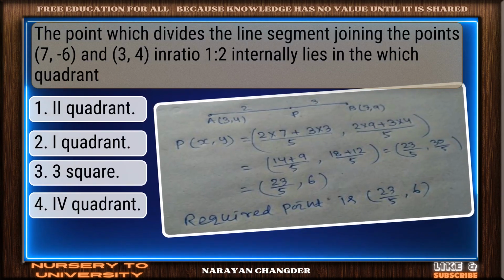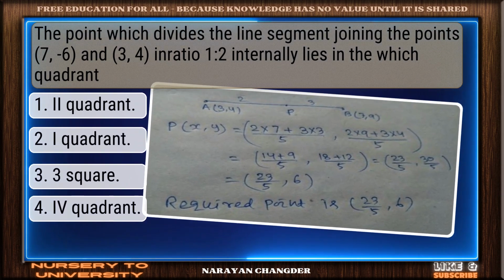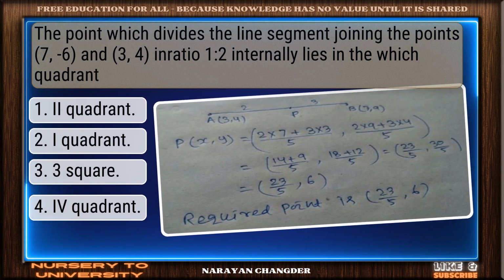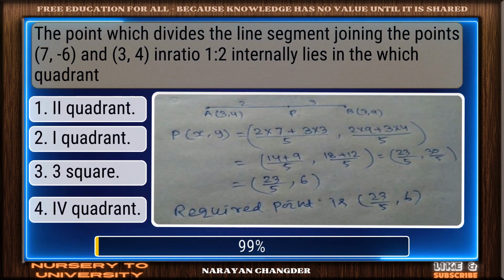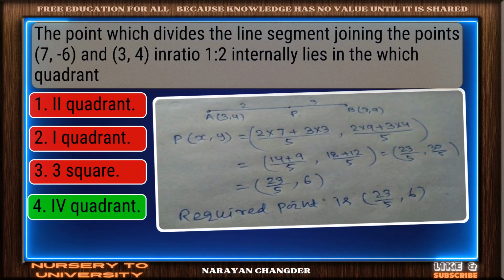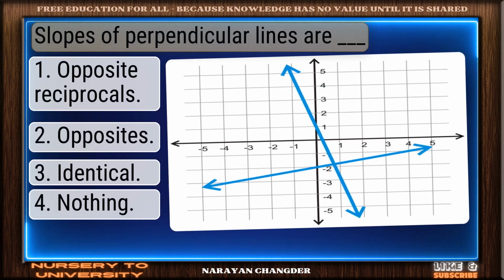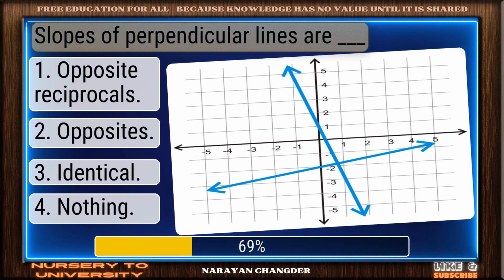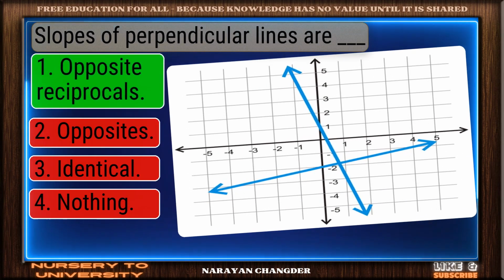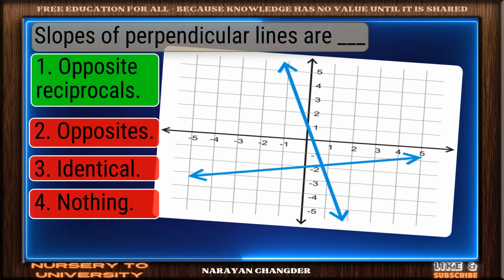The point which divides the line segment joining the points and in ratio 1:2 internally lies in which quadrant? Nicely done. I've quadrant is solid. Slopes of perpendicular lines are dash. Smart pick. Opposite reciprocals is correct.